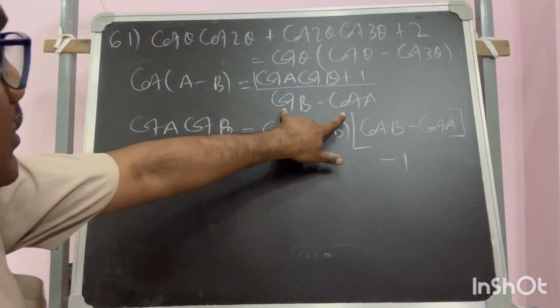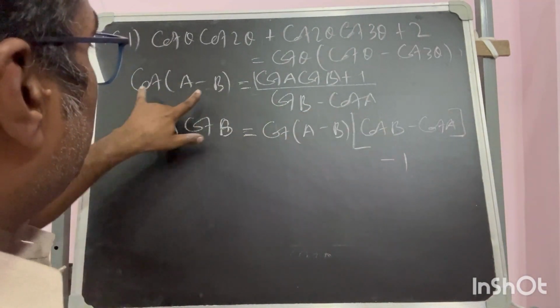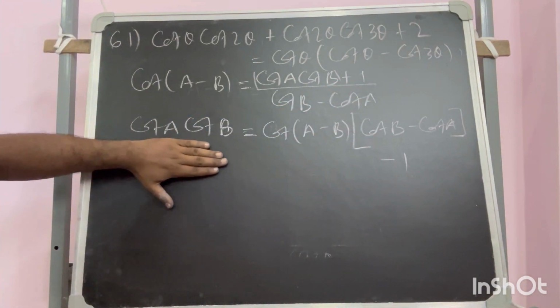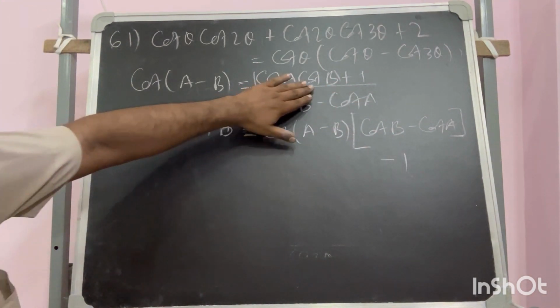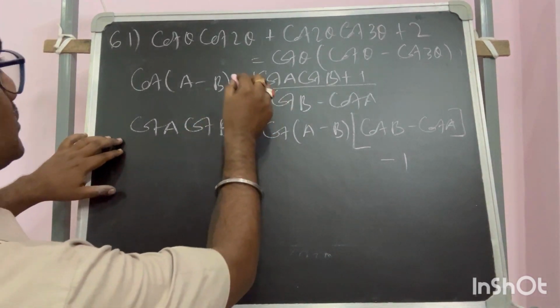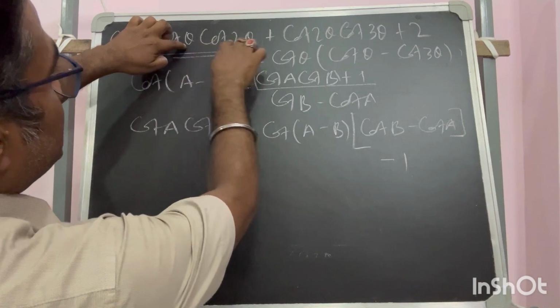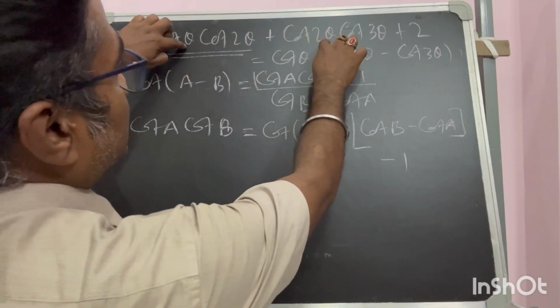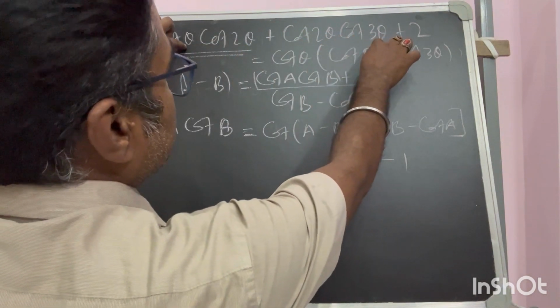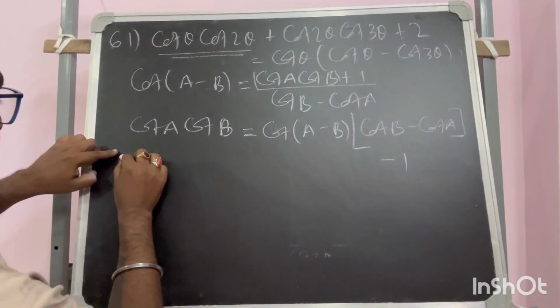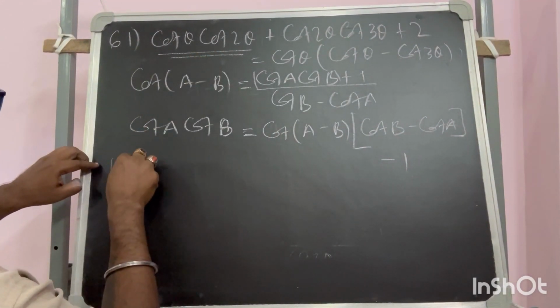You can see this multiplied with this, and this one will move into this, so it will isolate this part. Now why am I doing this? Because you can see, if A is theta, B is 2 theta. Similarly, if A is 2 theta, B is 3 theta. So this can simplify the formula. So ultimately the left hand side.